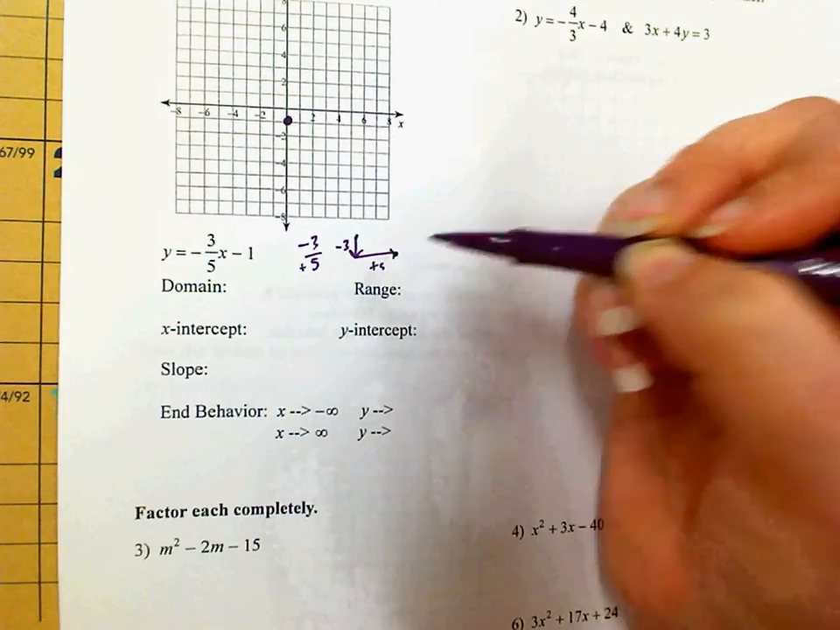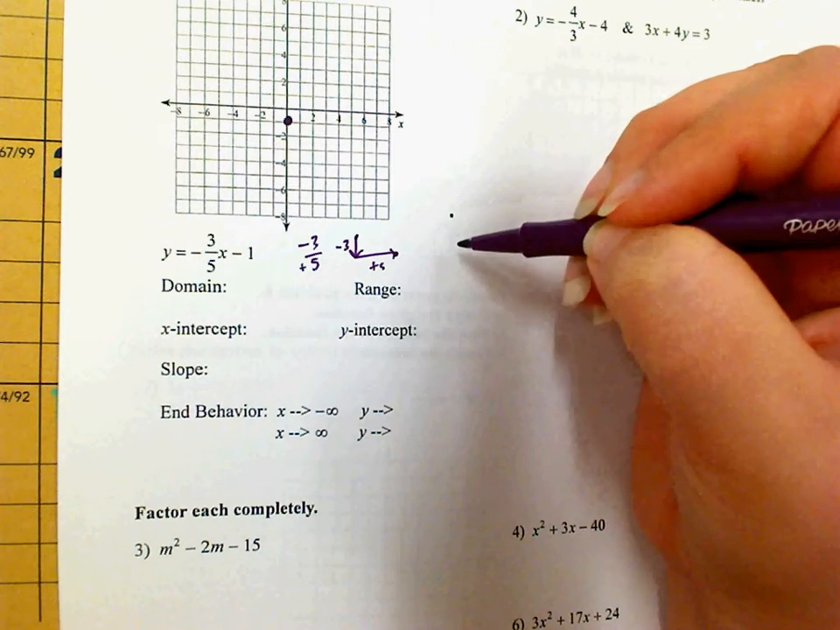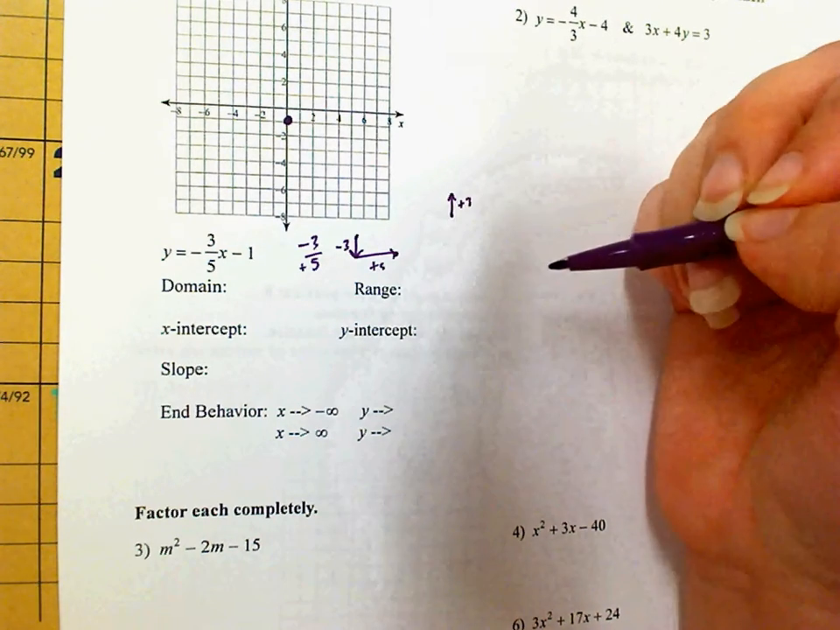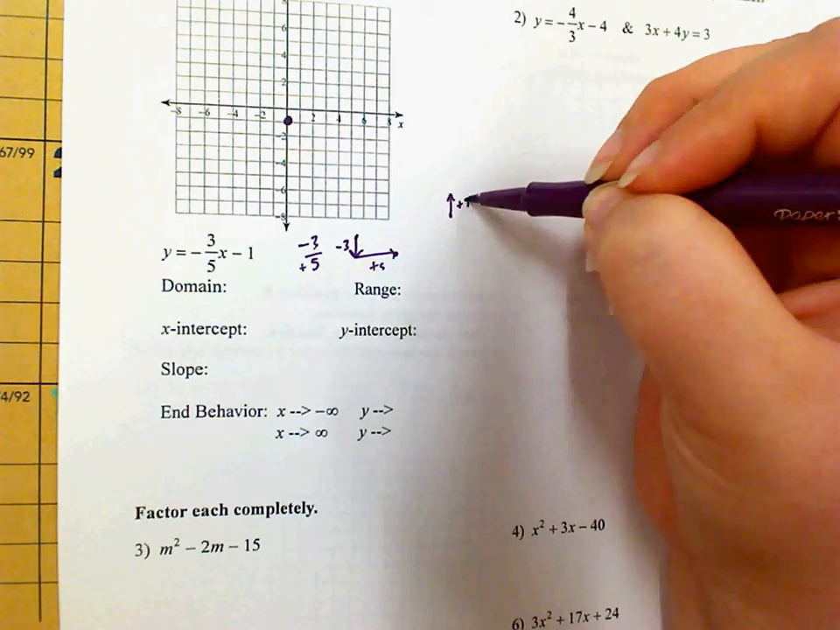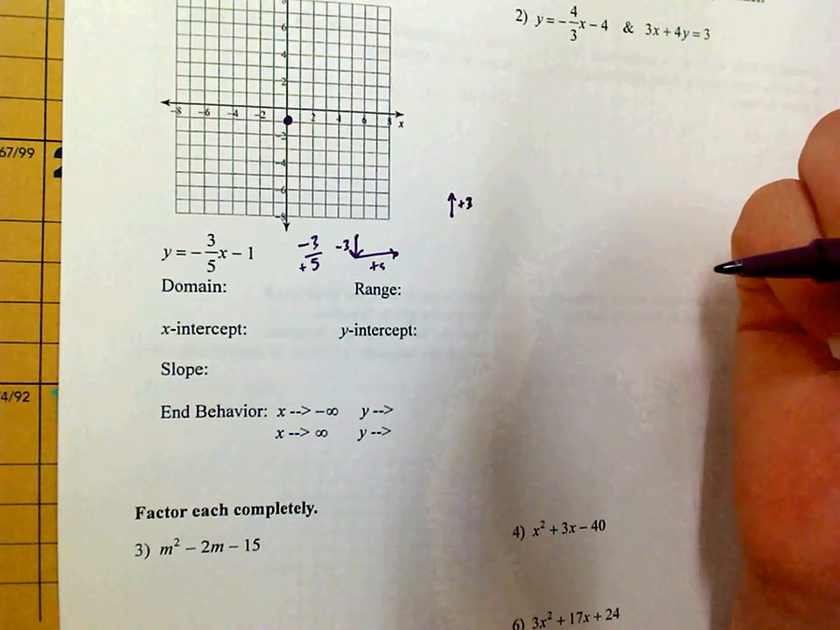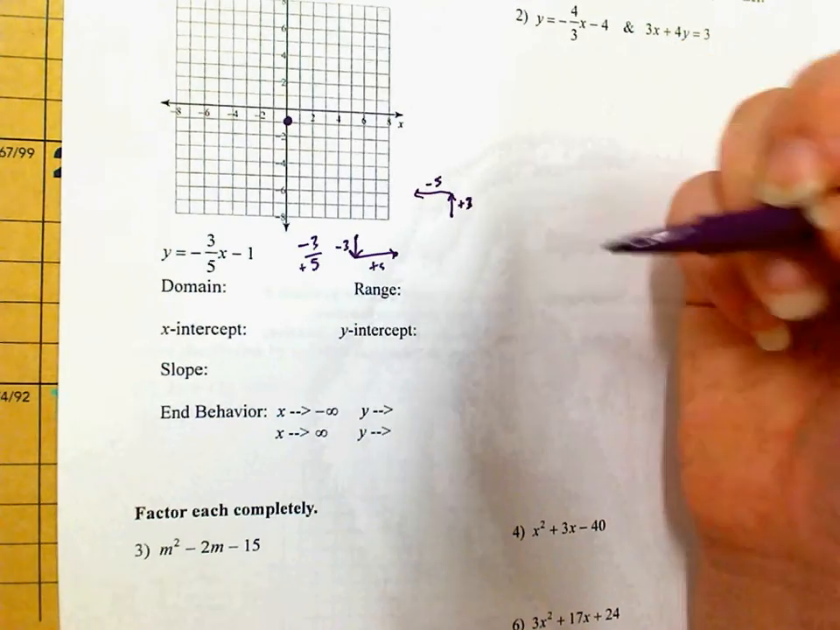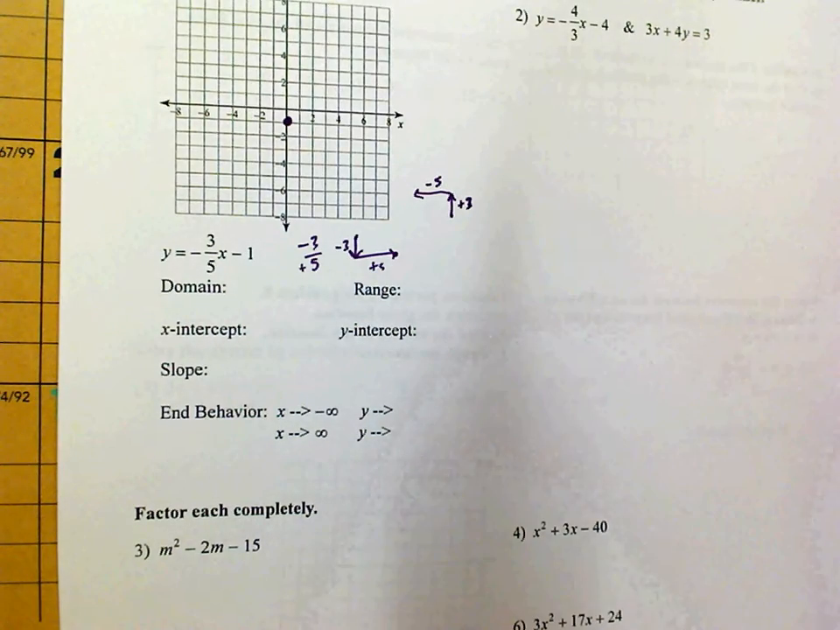Or, instead of going down 3, if we go up 3, that means we need to go which way? Which way if we go up? Left. So one of them has to be negative. If you've got a negative slope, one of the directions needs to be negative, the other needs to be positive. It's right here.